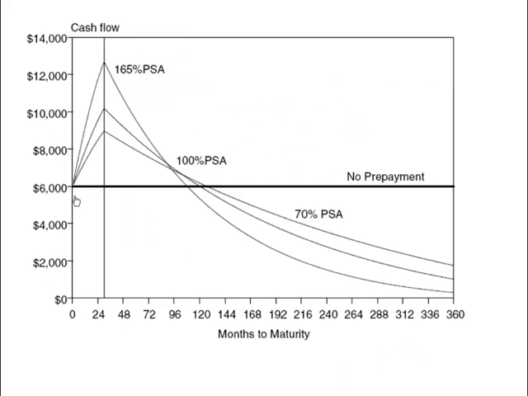So let's assume that a mortgage was issued with an equivalent monthly installment of $6,000. So $6,000 is expected to be paid every month for the next 30 years, which will repay the loan as well as the interest. So if there are no prepayments, the cash flows from the mortgage will simply be this dark black line. With 100% PSA, that is a 0.2% CPR, the cash flows would be higher in the initial periods as more principal is coming back.